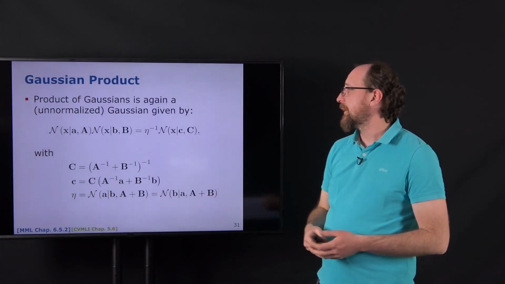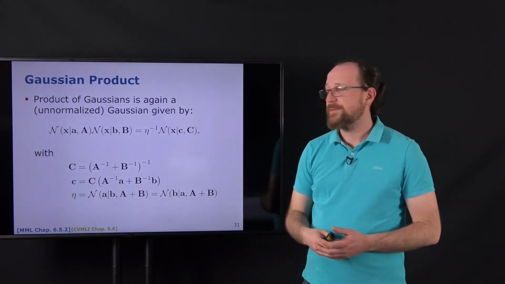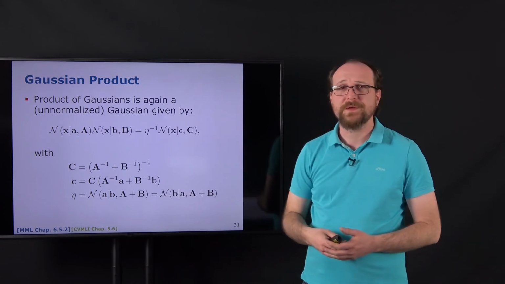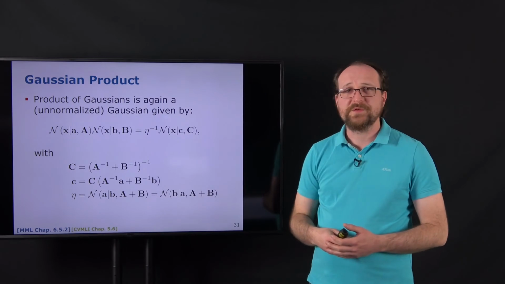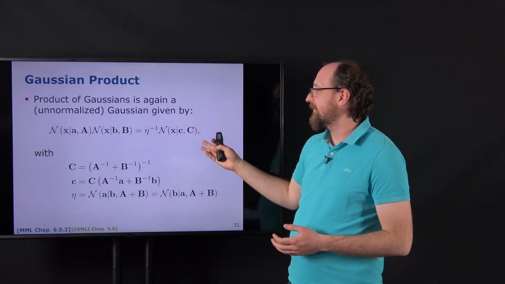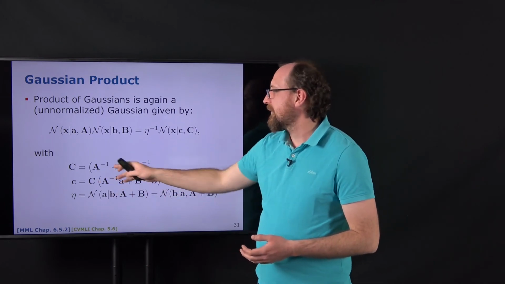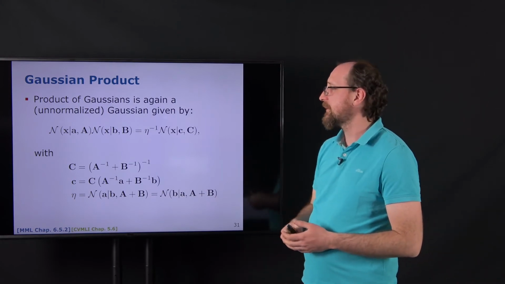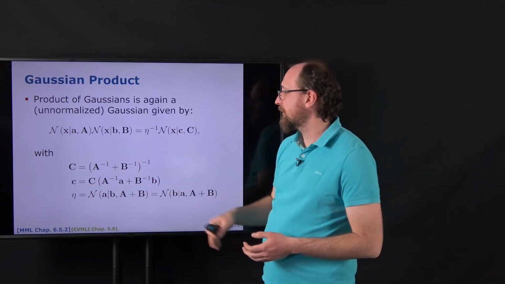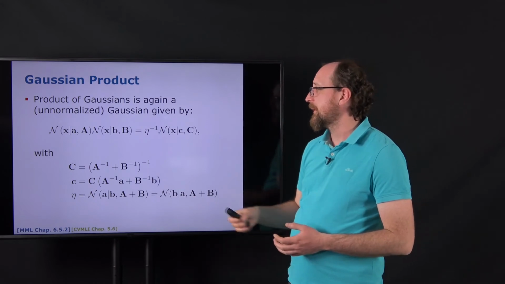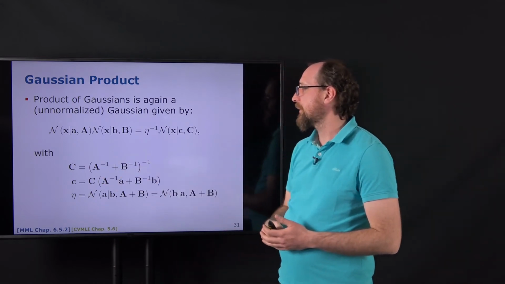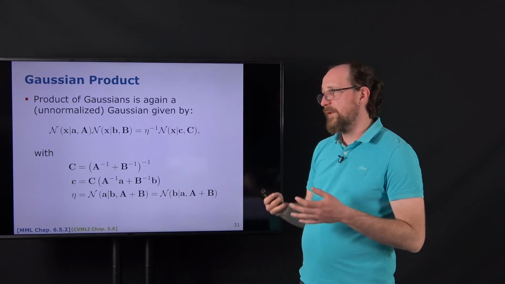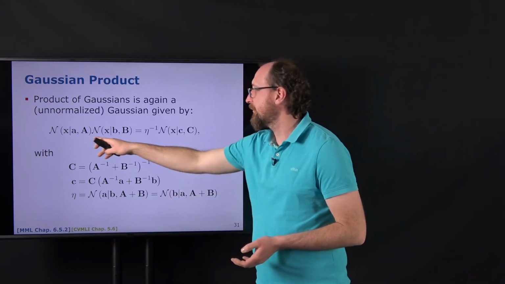This results in another normal distribution with mean c and covariance capital C. The authors of Mathematics for Machine Learning wrote it like this: the covariance C is given by the inverse of the sum of the inverse of A plus the inverse of B. And the new mean of the new normal distribution is then given by the product of this new covariance times a weighted average of the means of the original distributions.